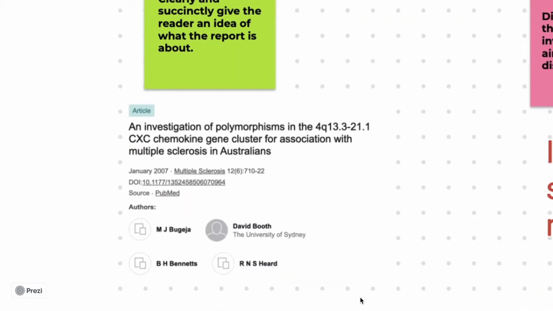And so this example here, which is a genetics paper, if you look there: the investigation of polymorphisms in the 4Q 13.3-21.1 CXC chemokine gene cluster for the association of multiple sclerosis in Australians. Phew, it's a mouthful. But for genetics researchers and people researching multiple sclerosis, that's actually quite powerful. It gives a lot of information in a very short period of time. And so that's very important as well.